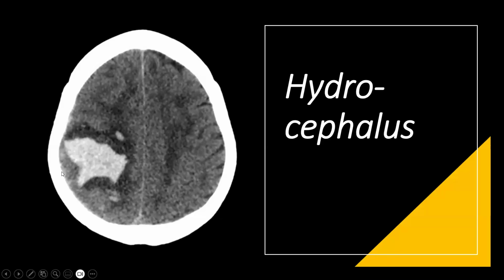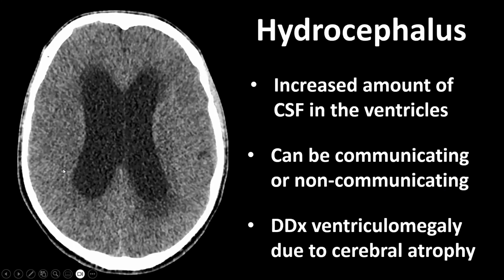Let's talk about hydrocephalus, and this is the final topic of today. What is hydrocephalus? It's an increased amount of cerebrospinal fluid in the ventricles, causing or associated with increased intracranial pressure. It can be communicating or non-communicating, and the main differential diagnosis, especially in the elderly population, would be with enlarged ventricles secondary to cerebral atrophy. But the difference is actually not that difficult.